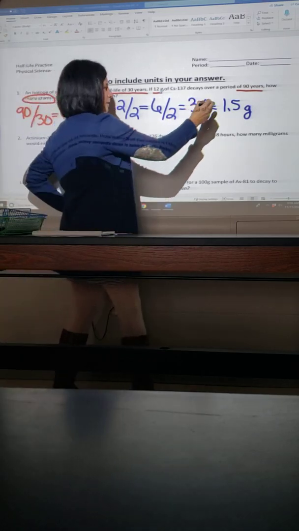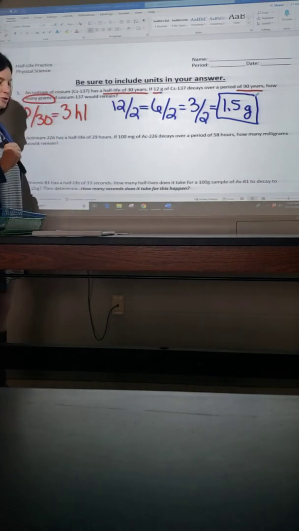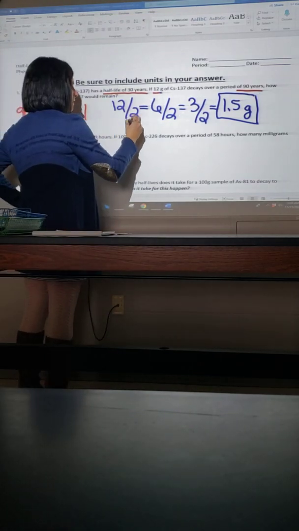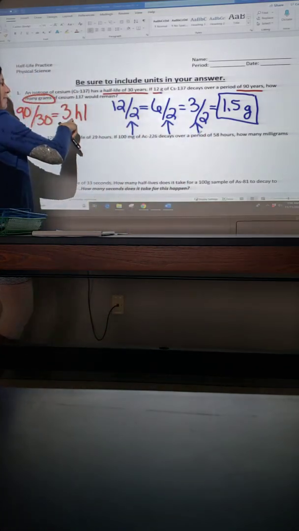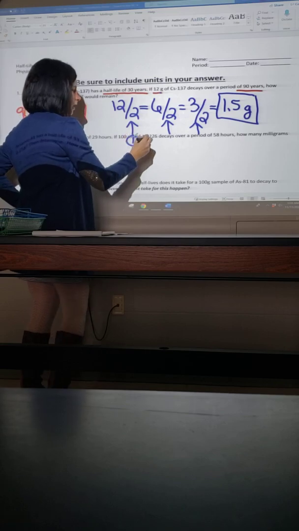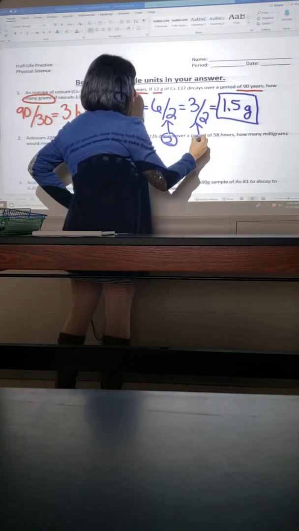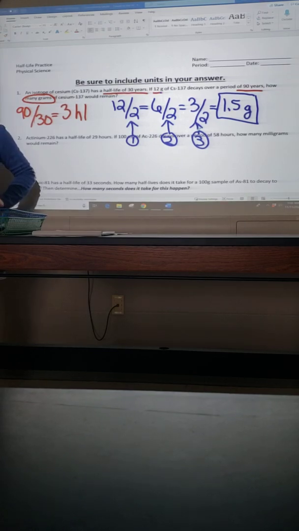This is my final answer. Now, here's what I would suggest you do. I would suggest you either draw 1, 2, 3 arrows that better match your half-lives, or some people like to do 1, 2, and they count them 3. Something kind of visual to let you know I have done the amount of half-lives that I should.